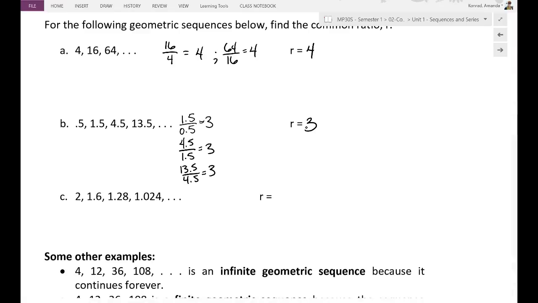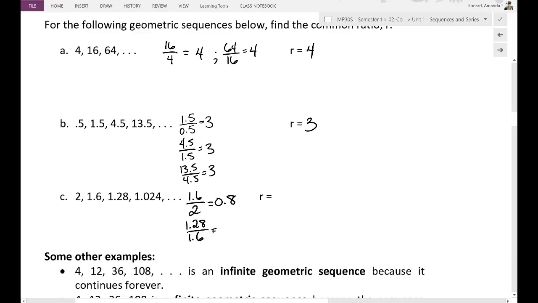Our last one becomes a little bit trickier. So you're going to want to have your calculator around for this. You're going to go 1.6 divided by 2. Now, you might be able to piece it together. Okay, that's 16 over 20, which means it's 8/10 or 0.8. If you can't spot that, it's okay. Don't worry about it. Use your calculator. We can double check this by going 1.28 divided by 160, or not 160, 1.6.